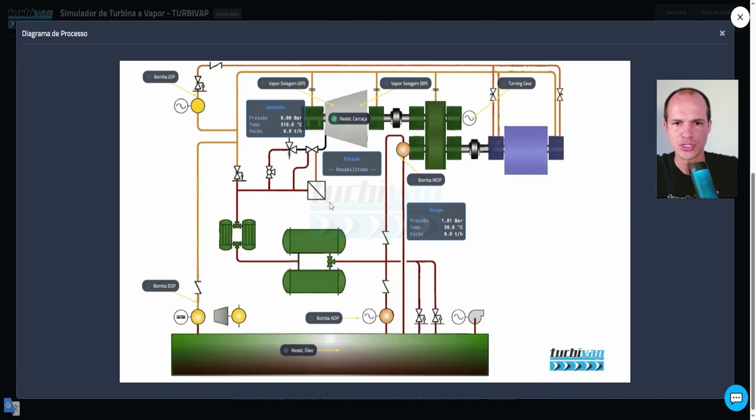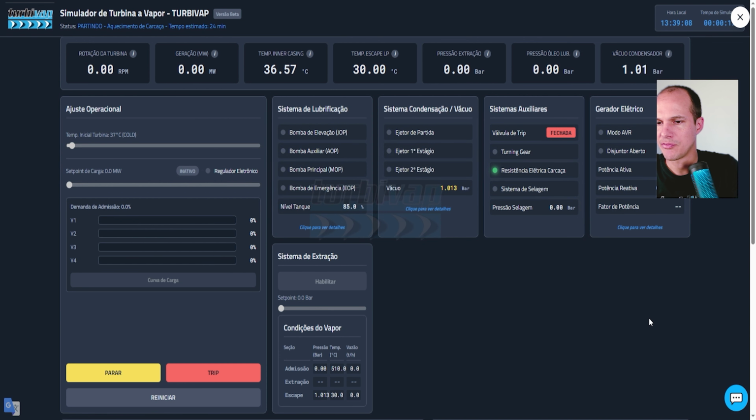We have a little diagram here showing the main points of the machine. How are the conditions at those points? Obviously, in this case we are heating up the resistance of the carcass, so the data here is not being updated yet. Here on our platform we have already shown it too.